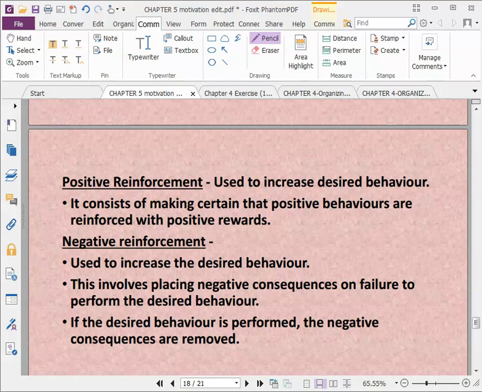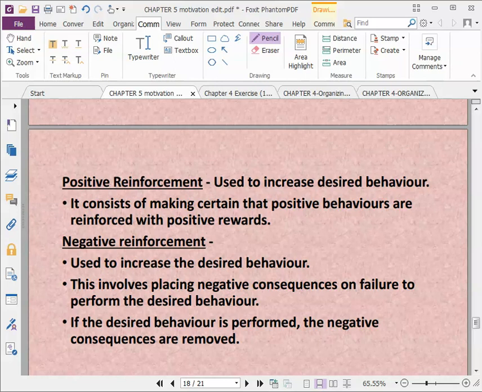So kalau negative reinforcement pun kadang-kadang untuk meningkatkan lagi desirable, it's used to increase the desired behavior. Nak encourage all of you to do the good things. This involves placing negative consequences on failure to perform the desired behavior. So kalau contoh dalam assignment, if you do not do the assignment, I will deduct your mark. That is the negative reinforcement.